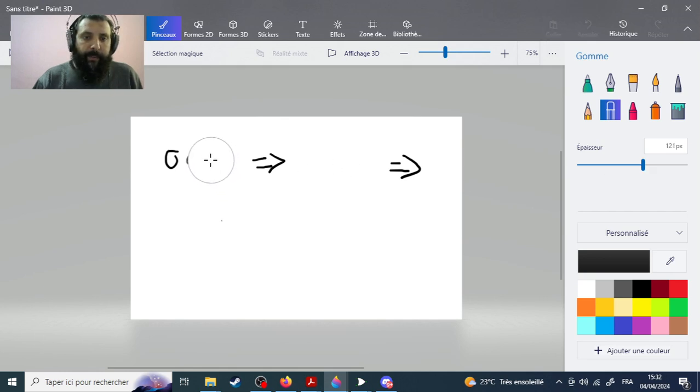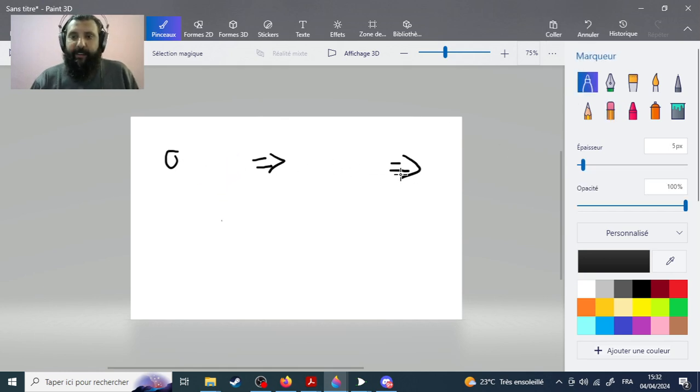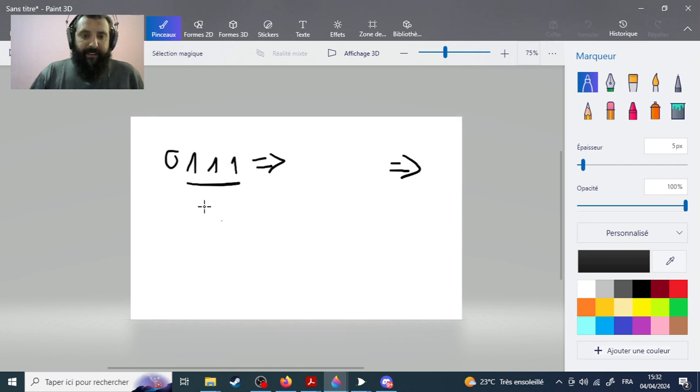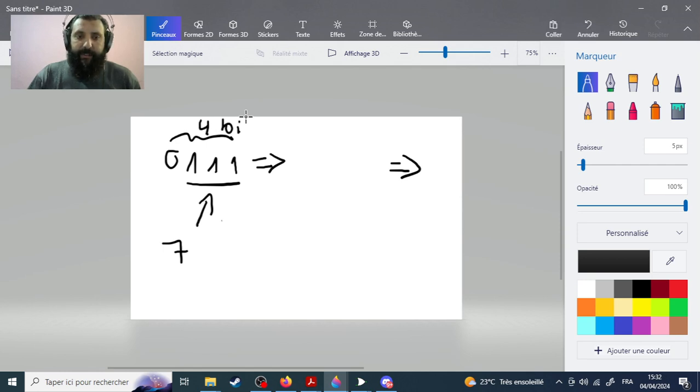What is the greatest positive value on 4 bits? The examples are on 4 bits, but we generate that on 8 bits. The positive value is? Seven is the greatest one on 4 bits. We can't get more than 7.